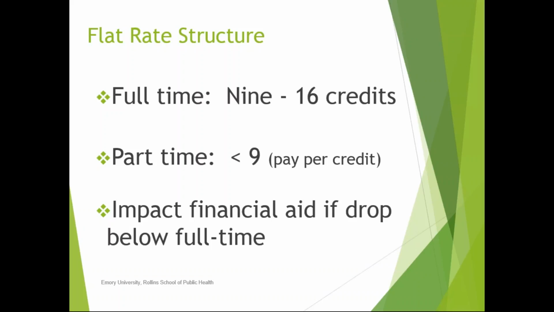So you are going to be enrolling yourself. Here are some rules to live by. Rollins has this flat rate tuition structure, which means that you're going to pay one tuition for going here as a full-time student. And full-time is 9 to 16 credits. So you have to make sure that you have at least 9 credits when you go to register.